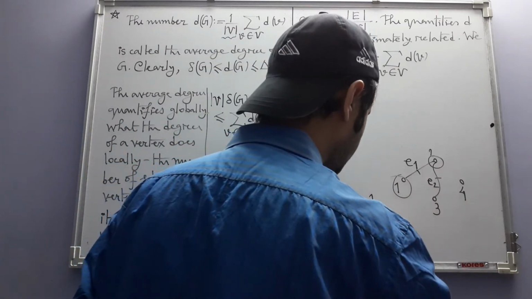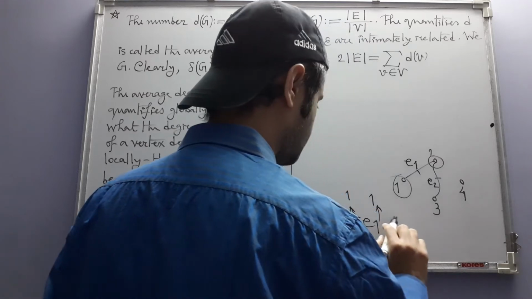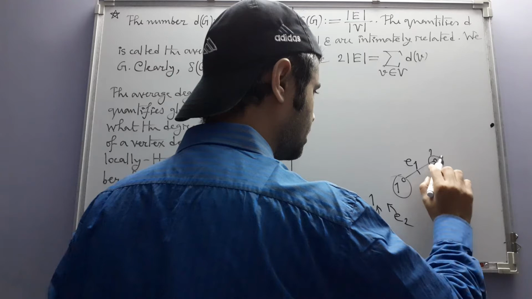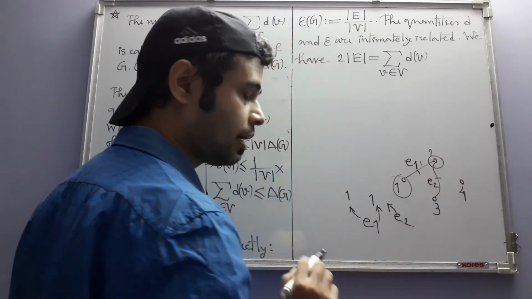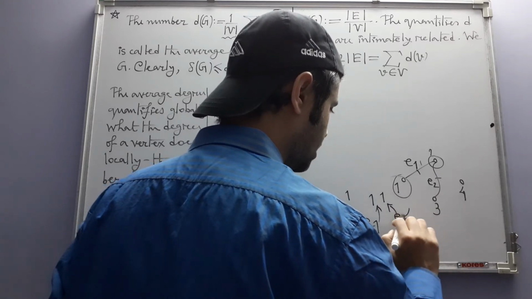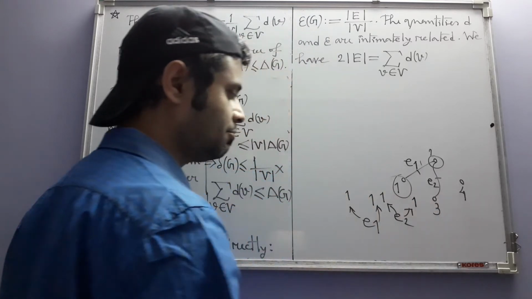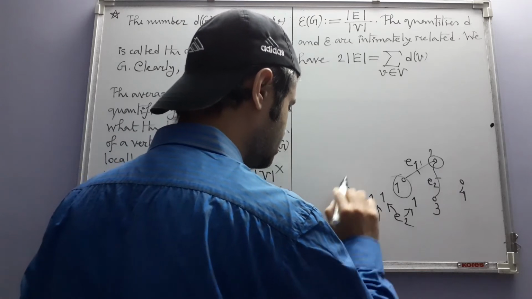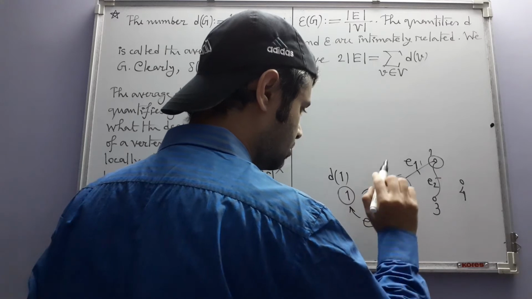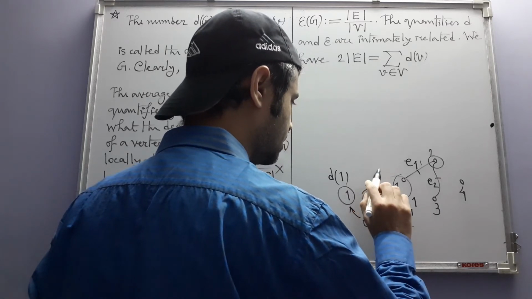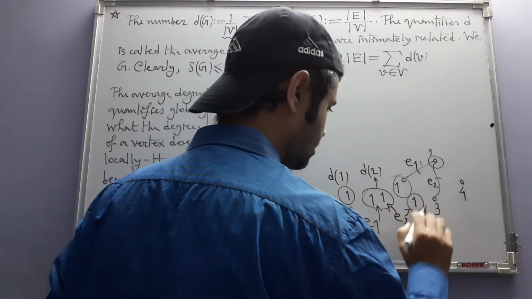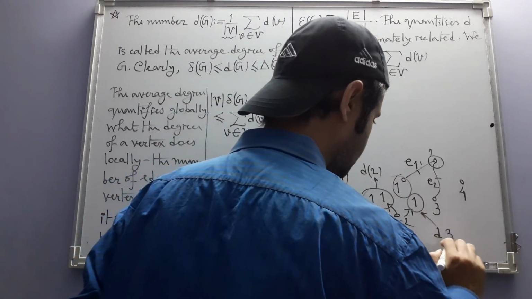The edge E2 contributes a 1 to the degree of 2, and at the same time it contributes a 1 to the degree of 3. So this is the degree of the vertex 1. These two together give us the degree of the vertex 2, and this is the degree of the vertex 3.